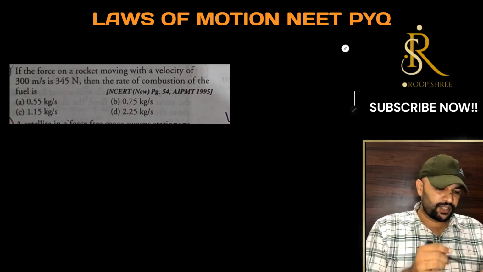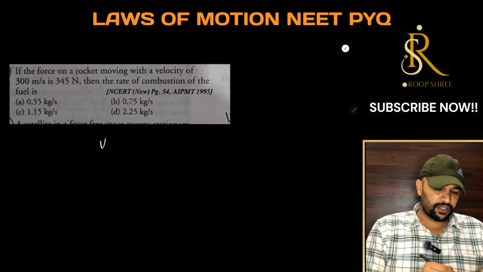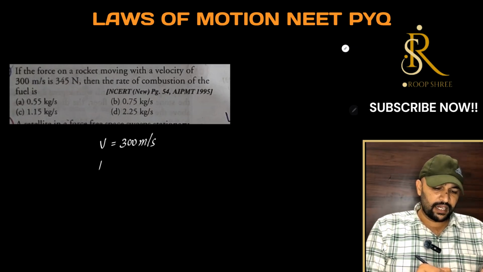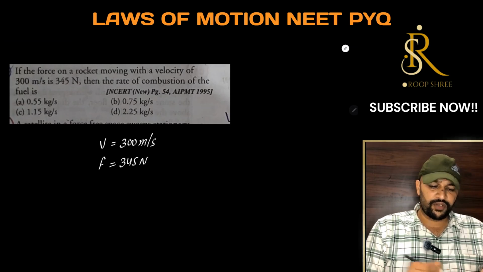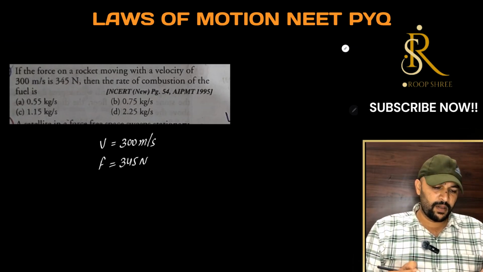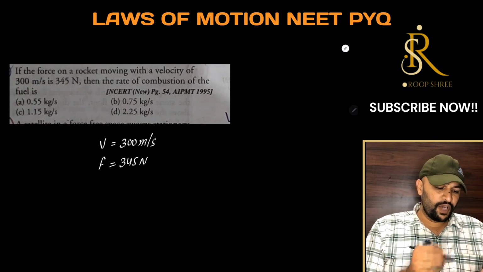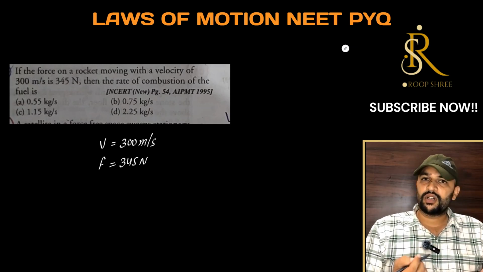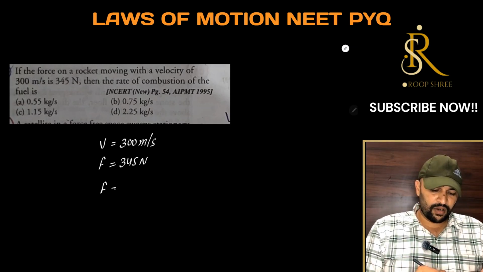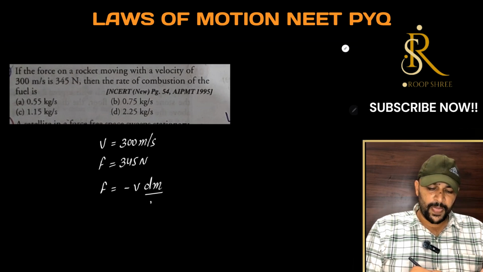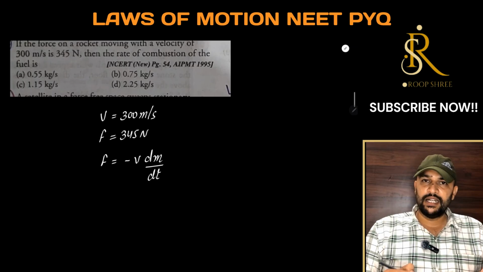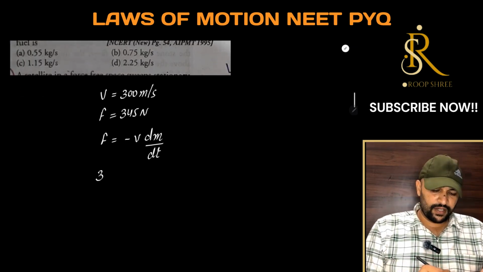Great. Our next question says, if the force on a rocket moving with the velocity, so velocity of the rocket is 300 meter per second, and the force given here is 345 Newton. Okay, 345 Newton is the force, V is velocity given. Then the rate of consumption of fuel. So combustion of fuel or consumption of fuel, we know it's already F equals to minus V dm by dt from our concept of rocket, right? So F is given already 345.